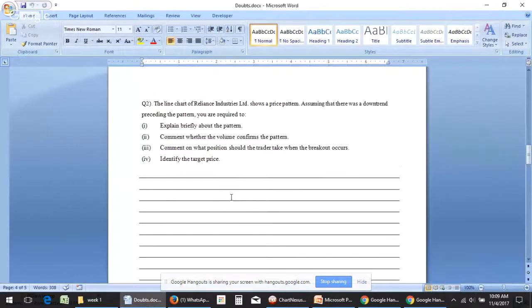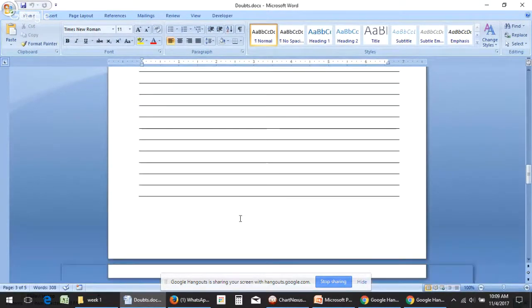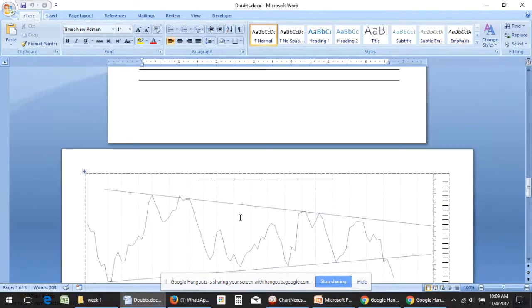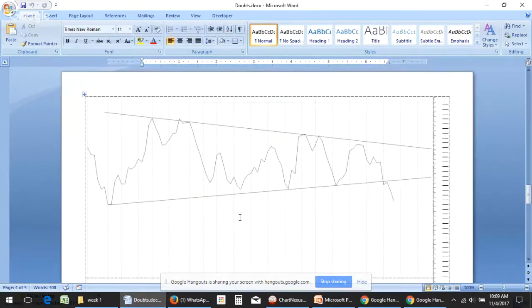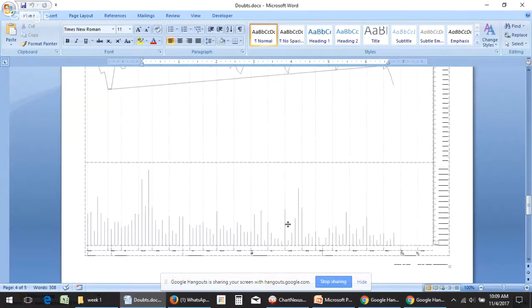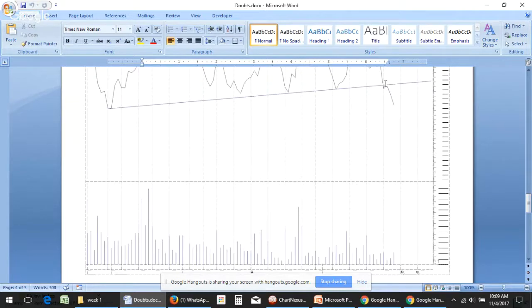So the next question is, comment on whether the volume confirms the pattern. At this point, it doesn't look like the volume is confirming the pattern. We do have huge volume back here, but the recent volume where it broke the support area.